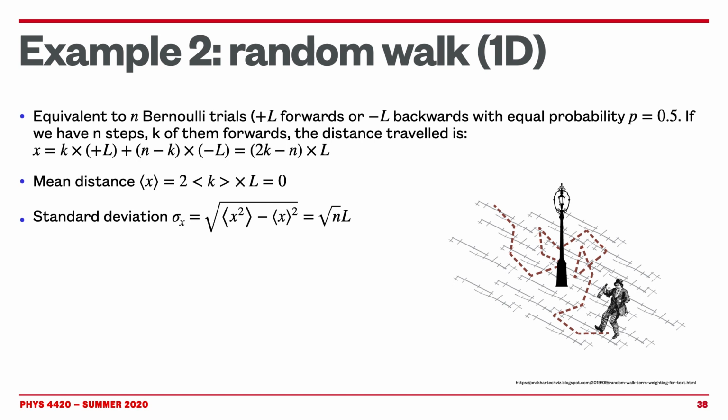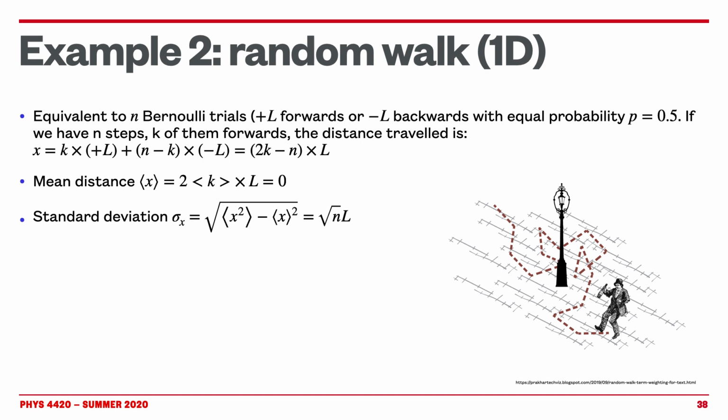And he's going to do n steps. So what's the probability now that the drunken man is going to move a certain total number of steps? Suppose that there are k steps forward and n minus k steps backward. So the distance traveled is of course k forwards means k times plus l, plus the rest, so n minus k, which is backward, minus l. So the total, the random variable now becomes 2k minus n multiplied by l.